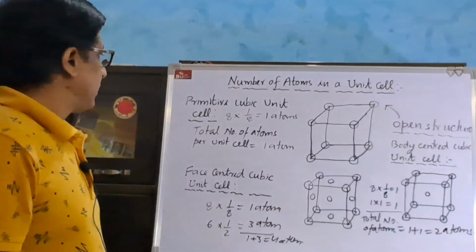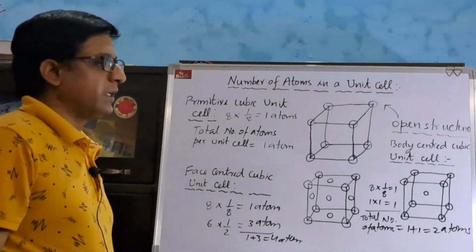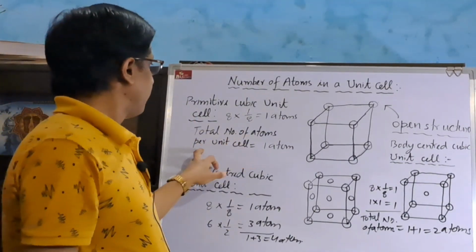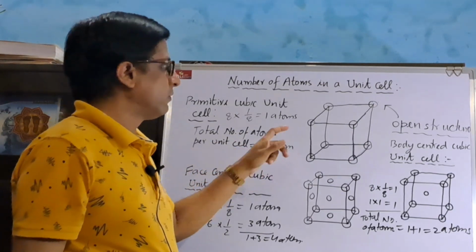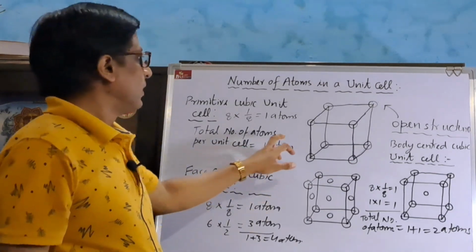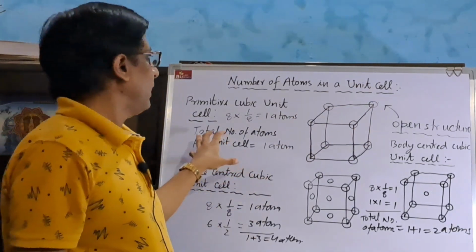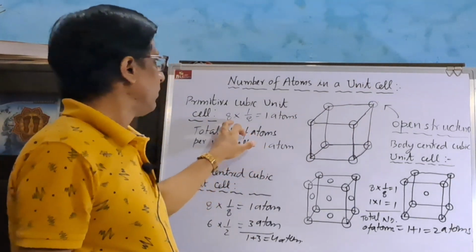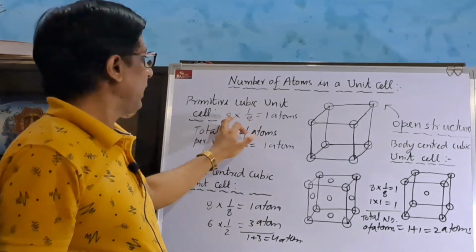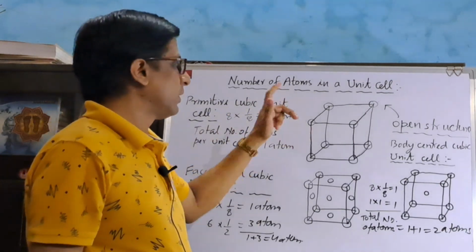Thus we see that in case of primitive cubic unit cell, the total number of atoms per unit cell is 1 atom. Since the atom present at each corner is shared by 8 neighboring unit cells, its contribution is 1 by 8. 8 multiplied by 1 by 8 is 1 atom.